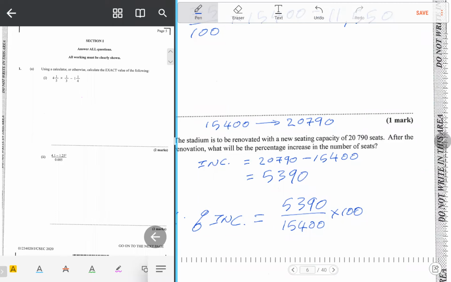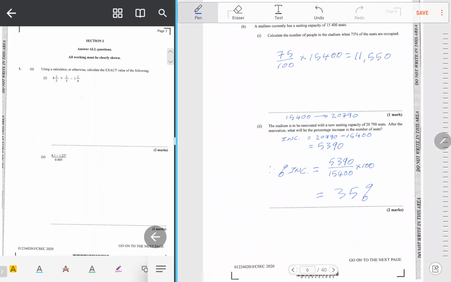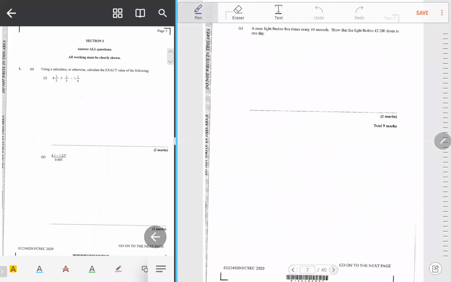5,390 divided by 15,400. How much? 35%. All right. It is equal to 35%. Do you agree with that? Yeah. 35%. Good? All right, nice. Moving right along. Next one.